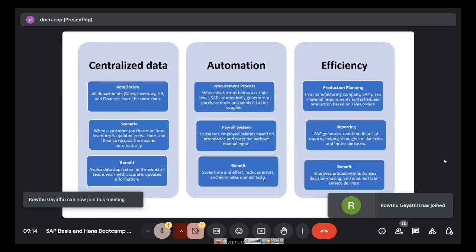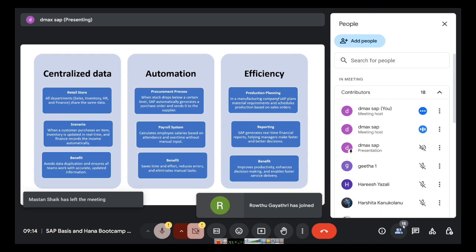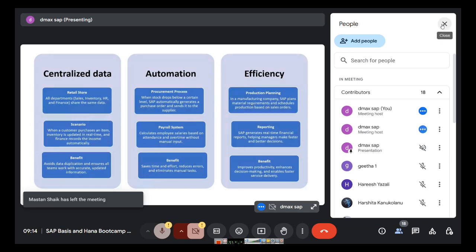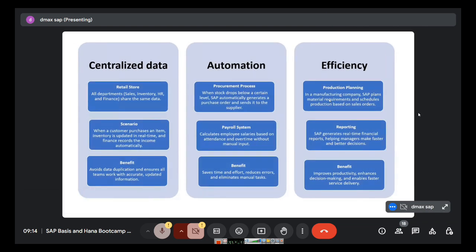So efficiency. If we consider production planning, maybe in this case it's not a retail store, consider some other manufacturing company who manufactures some products. For example, a milk packets manufacturing company. In a manufacturing company, SAP plans material requirements, which means if I want to dispatch 1 lakh milk packets today, how much milk do I need. On the type of half liter, 1 liter, or 200 ml milk packets, I have to prepare these many amounts. How much milk do I require.